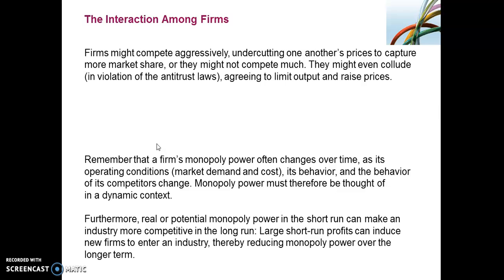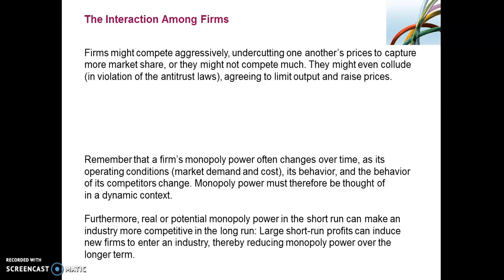The final factor is the interaction amongst firms. So firms might compete aggressively, so they try to undercut one another's prices so that they can capture more of the market share, or they may not compete that much. So in your third year, you learn about competitive strategy of firms in your ECO331 microeconomics for those of you that may want to continue. So they could even collude.